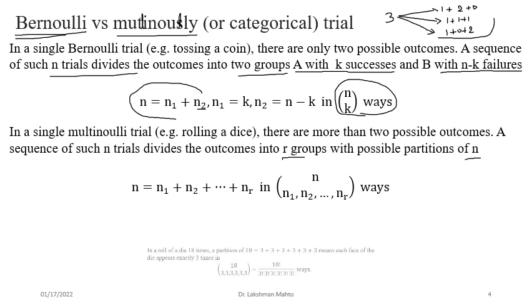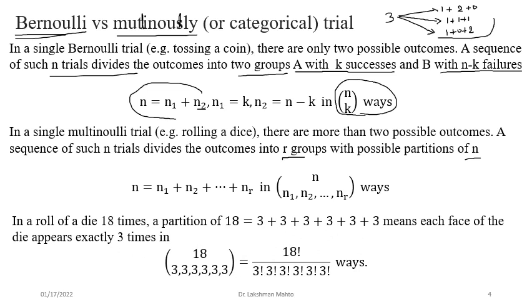Okay, one example I am taking here. If you are rolling a dice 18 times, one possible partition of 18 would be 3 plus 3 plus 3 plus 3 plus 3 plus 3. That means 1 is coming 3 times. It is one possible partition; there would be various possible partitions. What those are, we have to find out.